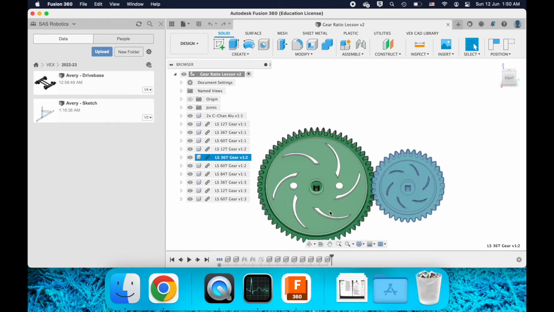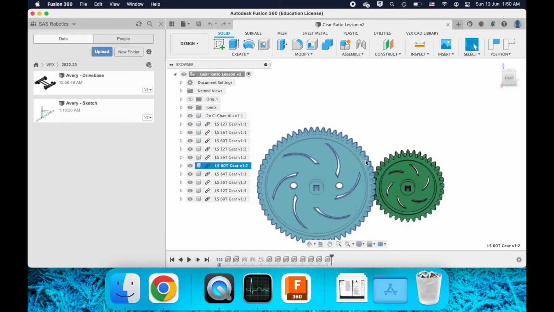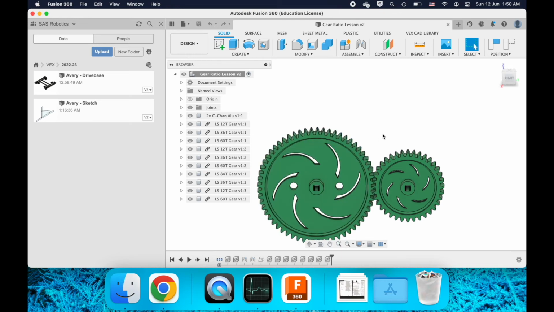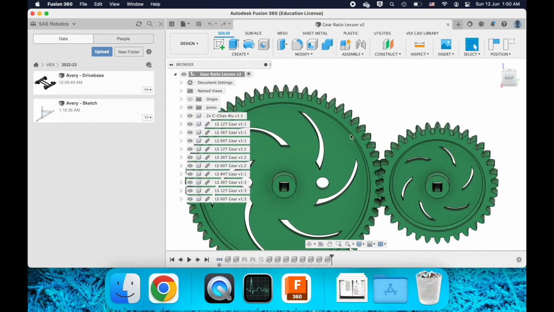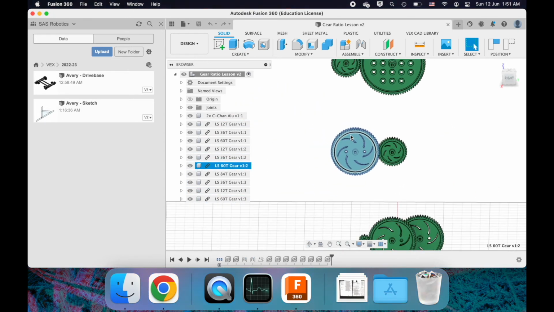The driven gear is a 36 tooth gear and the driver gear is a 60 tooth gear, and this simplifies to a 3/5 gear ratio. So what that means is this gear on the right has 3/5 of the torque, but has 5/3 the speed of the gear on the left.